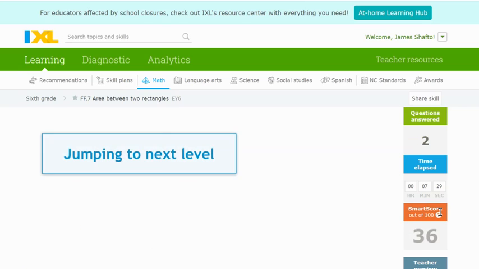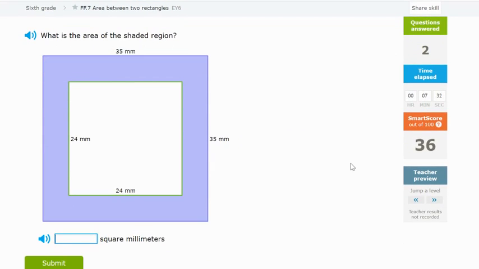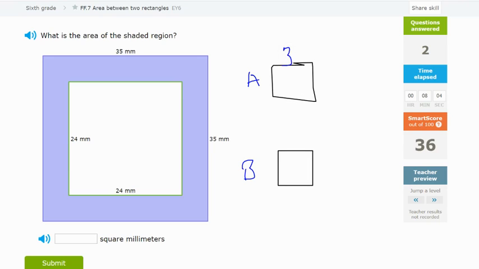If we jump up to the next level, it's going to be basically the same thing, just with bigger numbers. You can, of course, do this with different shapes as well, but right now we're just using rectangles. First off, I've got my big rectangle, which is actually a square. It's 35 by 35. And then I have my smaller rectangle, which is also a square. So I like to draw them, and then I like to show that I'm subtracting them. So this is 35 by 35. The other one is 24 by 24.